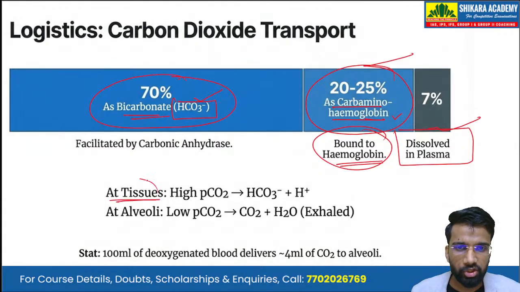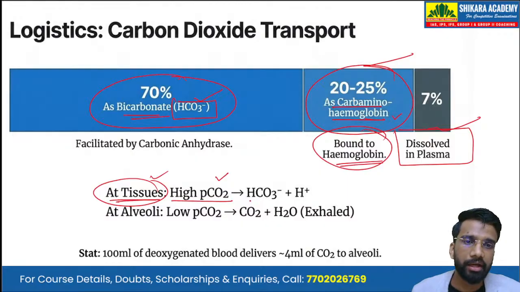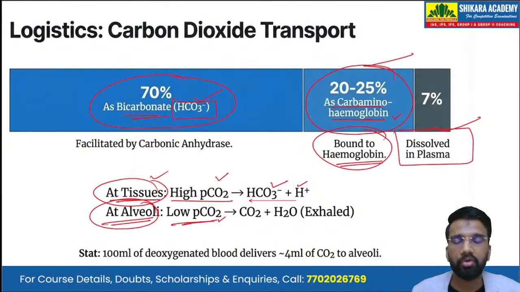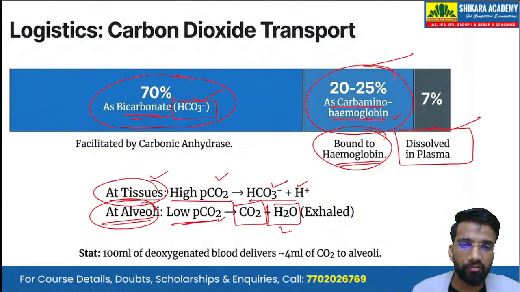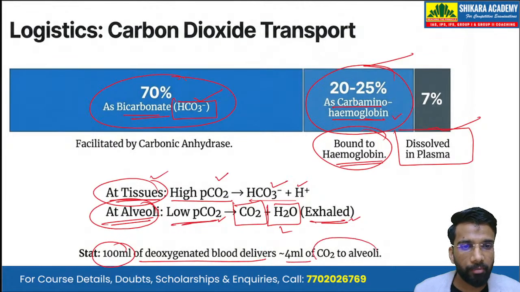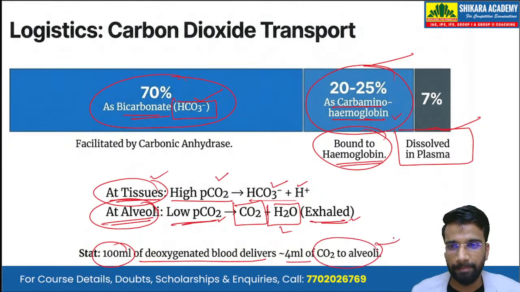At the tissues or in the body cells, there is a high concentration of carbon dioxide, which gives rise to bicarbonate and H plus. At the alveoli, the low carbon dioxide concentration gives rise to carbon dioxide plus water, and then it is exhaled. So we can say that 100 ml of deoxygenated blood, that is the blood rich in carbon dioxide, delivers 4 ml of carbon dioxide to the alveoli.